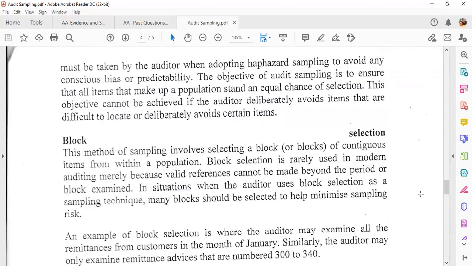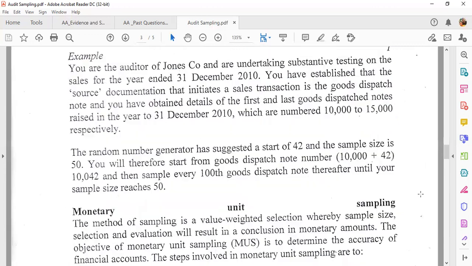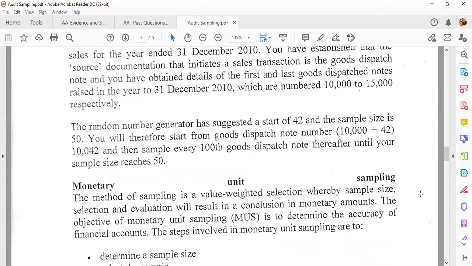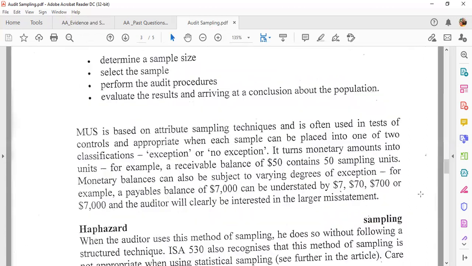So you can read about these two others as well. The one that is not here is the monetary unit and the block. The random, the systematic, and the haphazard are there in the syllabus as well.